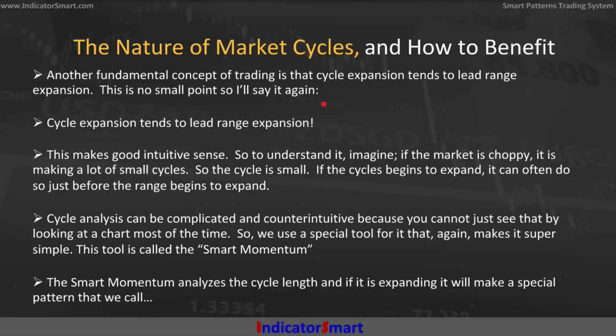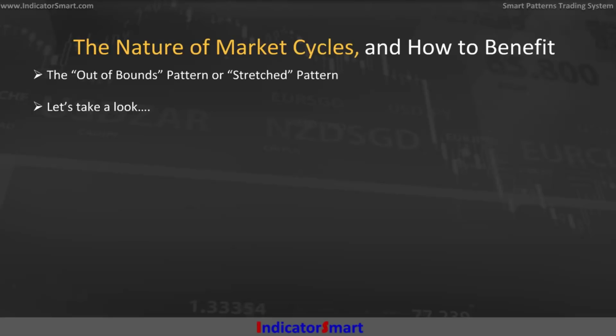To understand that, imagine the market is choppy, making a lot of small little cycles, so the cycle's small. If the cycle begins to expand, it can often do so just before the range expansion begins. Cycle expansion can be complicated and counterintuitive because you can't see that just by looking at a chart most of the time. So we use a special tool for that, the smart momentum. The smart momentum analyzes the cycle length that's happening, and if it is expanding, it makes that special pattern of opposing the main price direction.